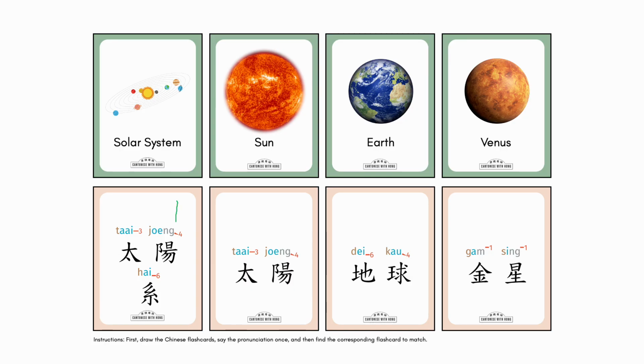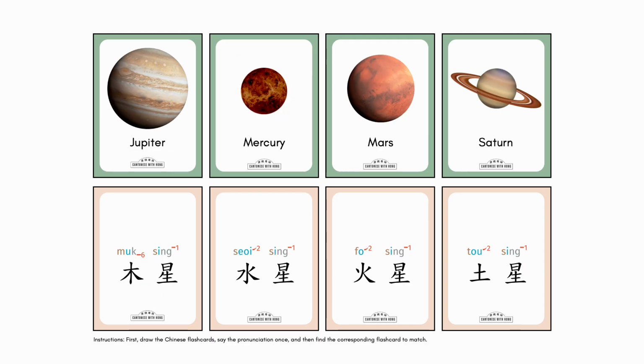Solar system. Sun. Earth. Venus. Jupiter.